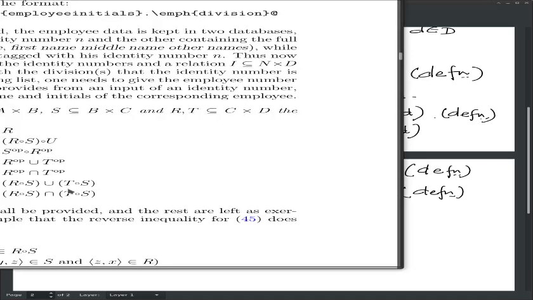Okay, now for the other equations or inequations, any questions, queries?